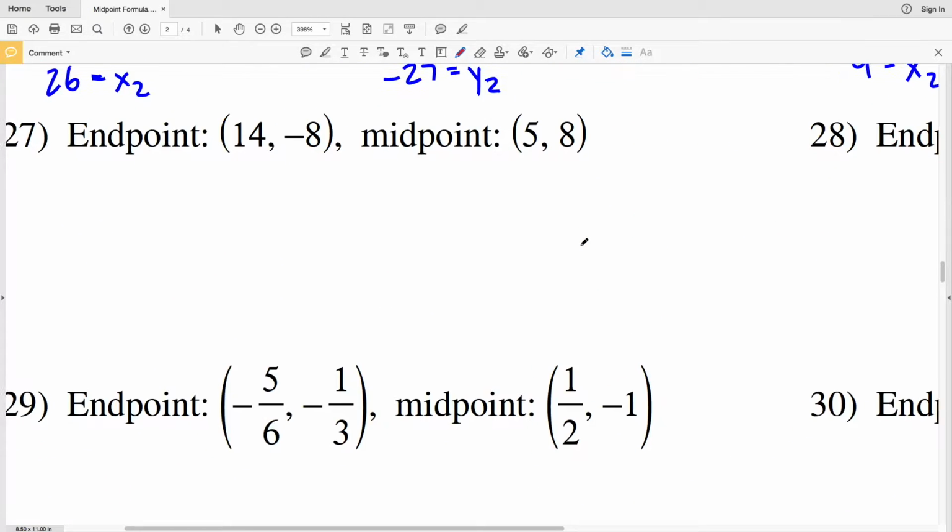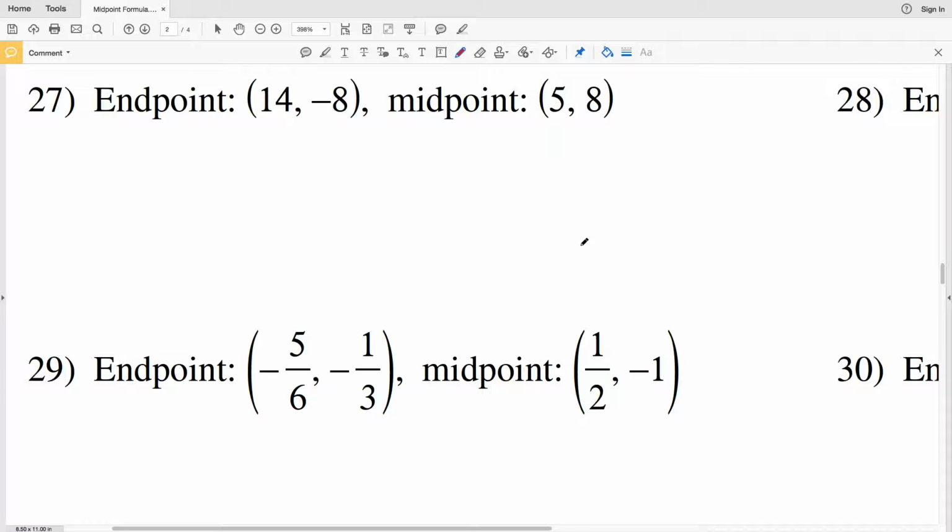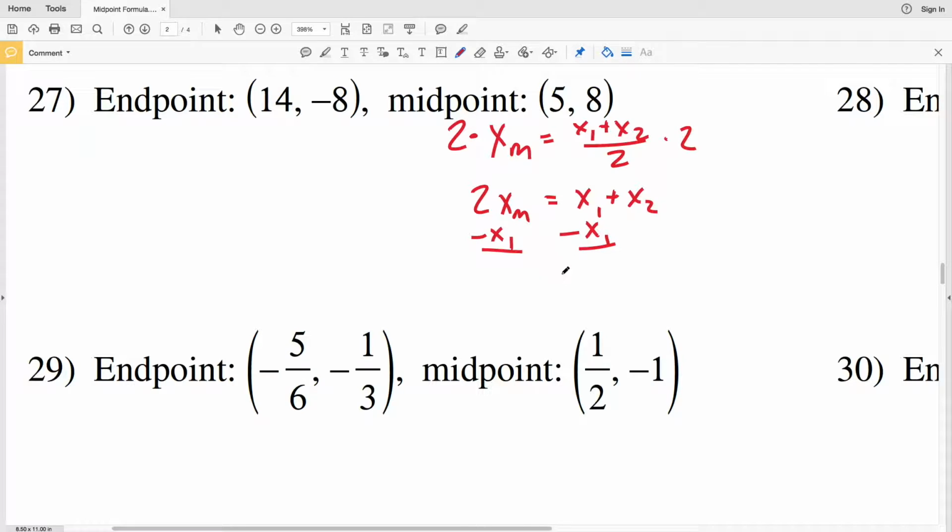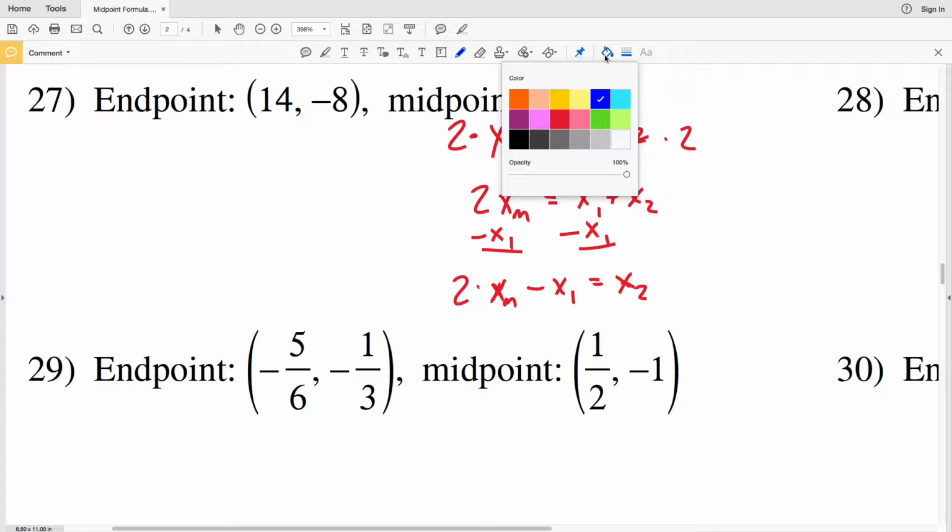Now, continuing on to number 27, if you notice in each of the steps, we're multiplying by 2 at the start. So as opposed to writing x sub m equal to x sub 1 plus x sub 2, dividing that by 2, why don't we solve for x sub 2 and then use that as our formula? So multiplying both sides by 2, we'll get 2 times x sub m equal to x1 plus x2. So then we'll just subtract x1 from both sides. So 2 times x sub m minus x sub 1 equals x sub 2. And this is the same for the y values. 2 times y sub m minus y sub 1 equals y sub 2. So let's use that instead.